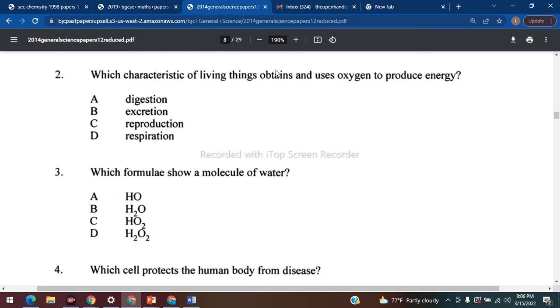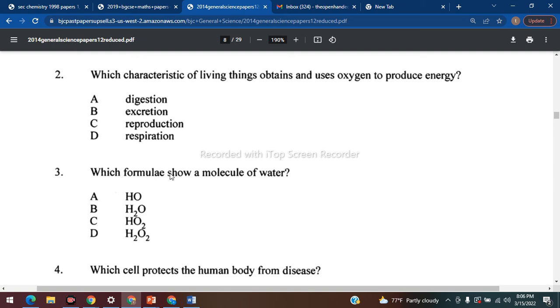Which characteristic of living things obtains and uses oxygen to produce energy? Respiration. D. Obtains and uses oxygen, that's respiration. Number 2 is D. Alright, so just write the number and the letter for the night. You have time to write the question and put the year that we're doing: 2014 BGCSE, paper 1.